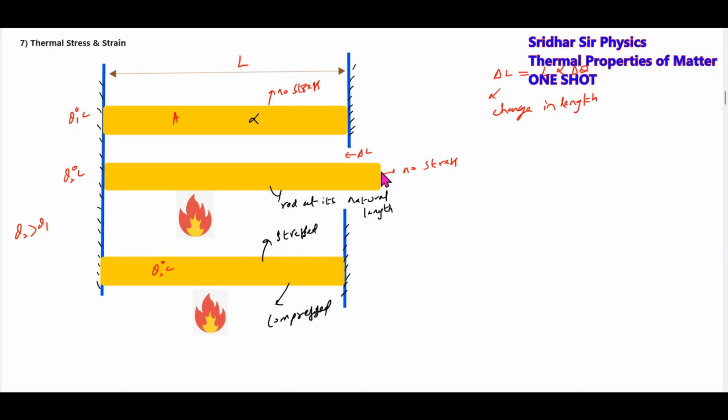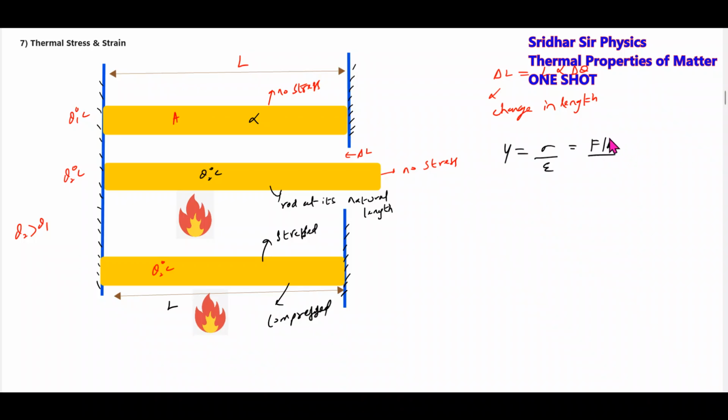How much is it compressed by? Delta L. Because at theta 2 degrees Celsius, what would the length of the rod be? L plus delta L. But what is the length of the rod? It is still L only. So therefore the rod is compressed here, by delta L. Then Young's modulus equals stress by strain.